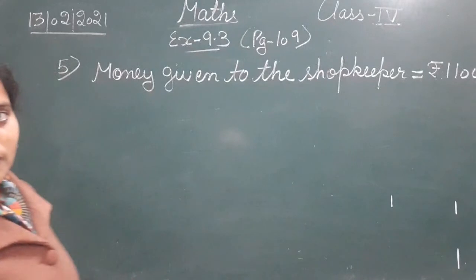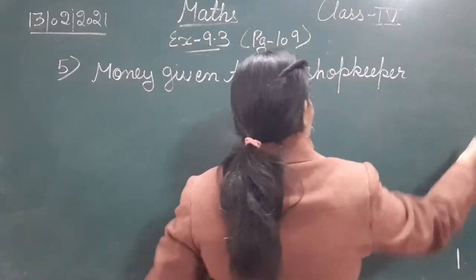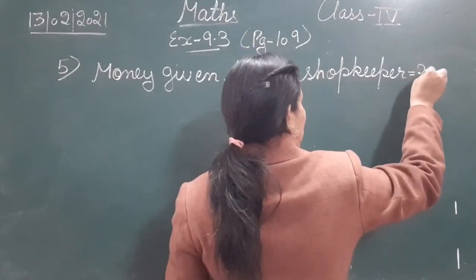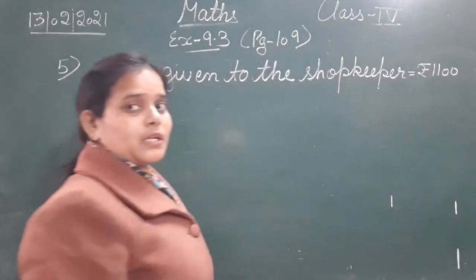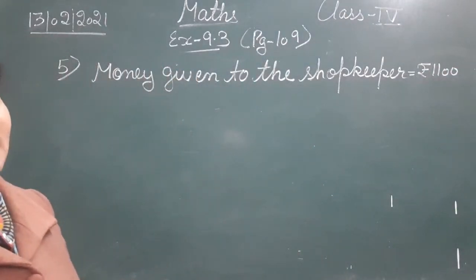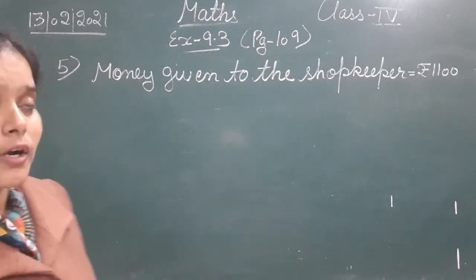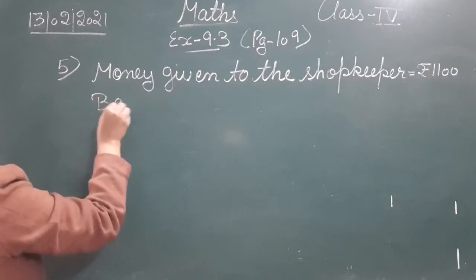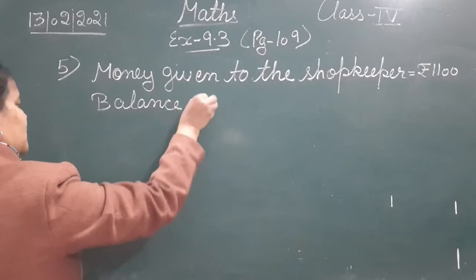So this is the amount that is being given to the shopkeeper, rupees 1100. So the money given to the shopkeeper is rupees 1100, and now we have to calculate the balance he got back.